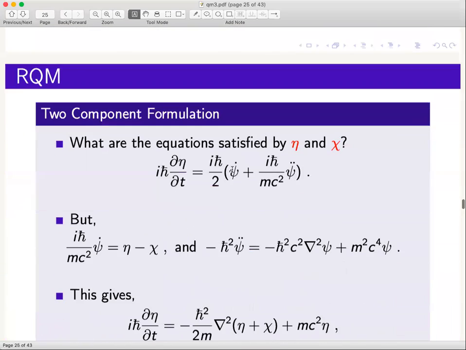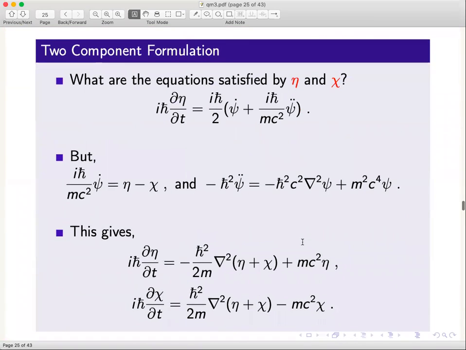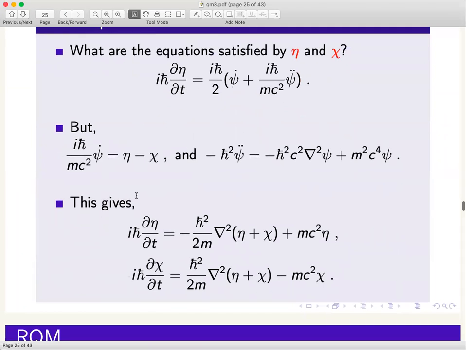Okay, so wherever we get psi without time derivative, we would replace that by eta plus chi. If you do that, then you can check that the entire equation would take the form i h bar del eta by del t is equal to minus h bar squared upon 2m nabla square acting on eta plus chi plus mc squared times eta.